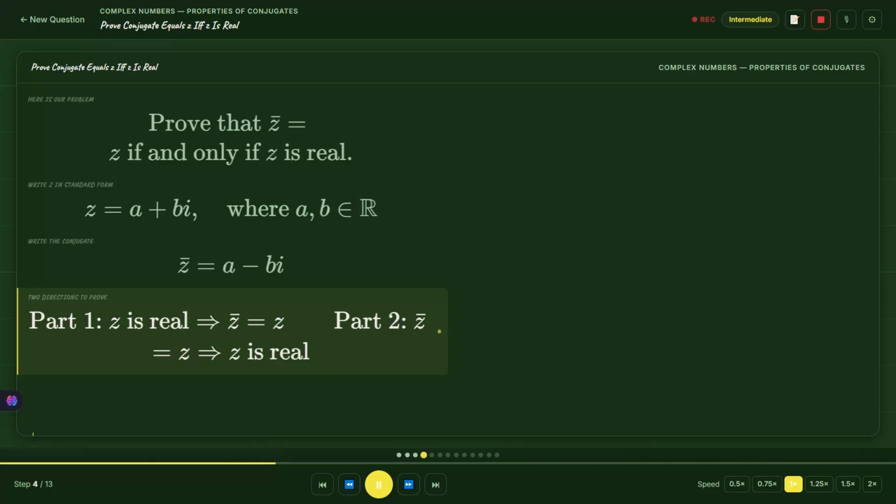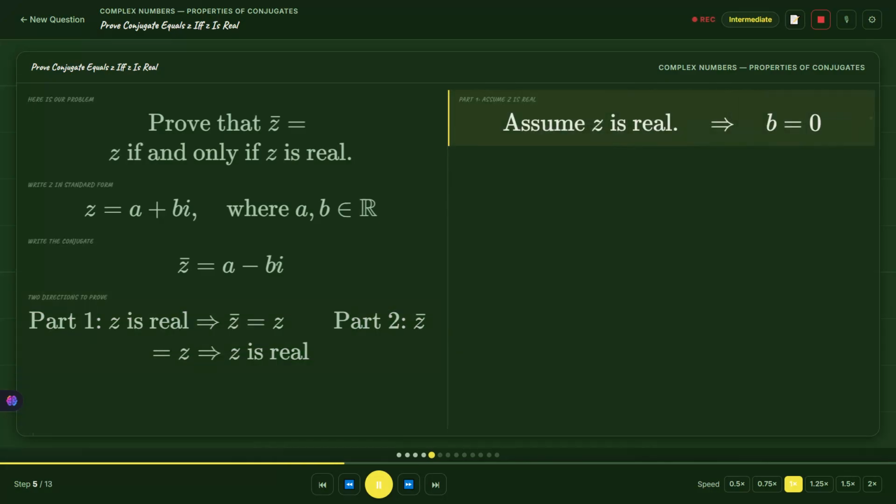Remember, we need to prove two things. Part 1 says, if z is real, then the conjugate equals z. Part 2 says, if the conjugate equals z, then z must be real. Let's do part 1 first. Okay, let's start part 1. We say, let's pretend z is a real number.